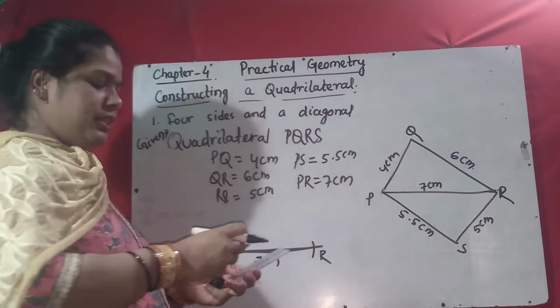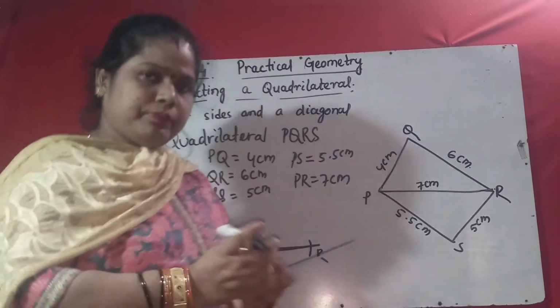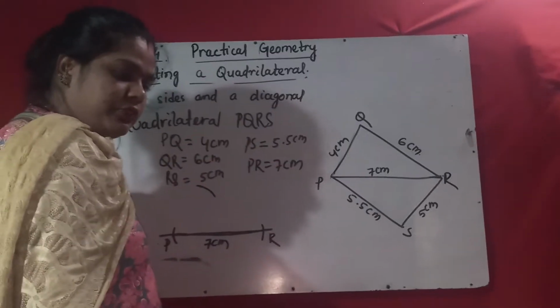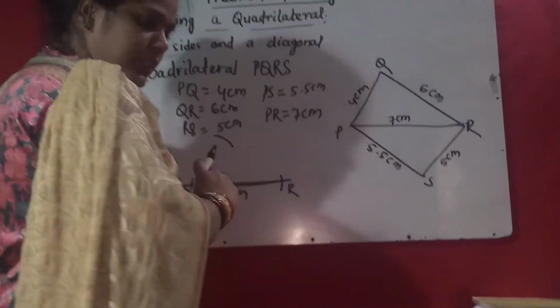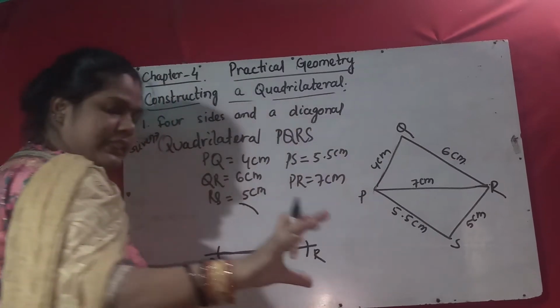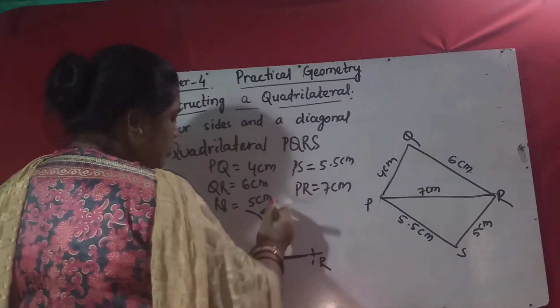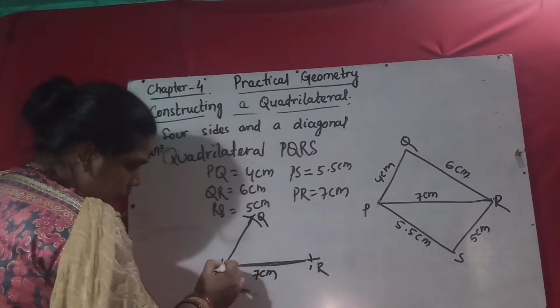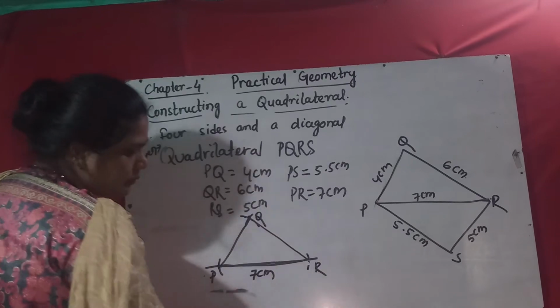Then with the rounder, take a length of 4 cm. You measure 4 cm in the scale. Like this you take 4 cm, then you draw an arc here. Take 4 cm and construct. Then QR is 6 cm. Like this again you take QR 6 cm and draw an arc. You get a point, that is Q. Then join Q to P, then Q to R. Understand?